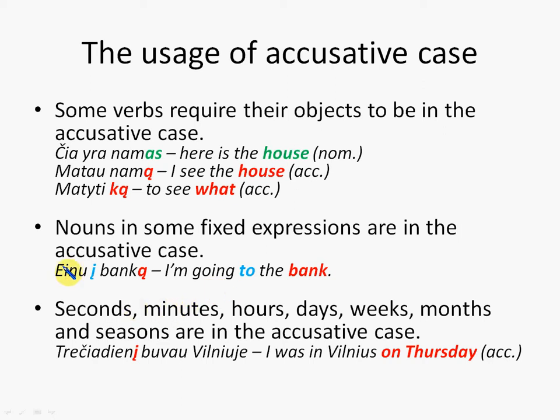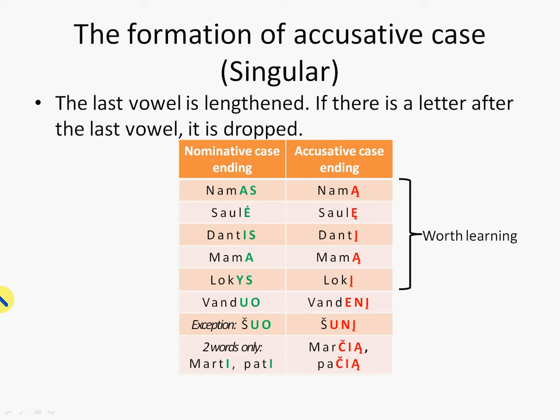Seconds, minutes, hours, days, weeks, months, and seasons. Overall, the nouns of time, for example, Thursday, Wednesday, autumn, week, day, hour. Trečiadienį buvau Vilniuje. I was in Vilnius on Wednesday. It's in its accusative case because the nominative case is trečiadienis. But when you say on Wednesday, like I said, you use a preposition and the noun. In Lithuanian, you use only the noun with its ending changed.